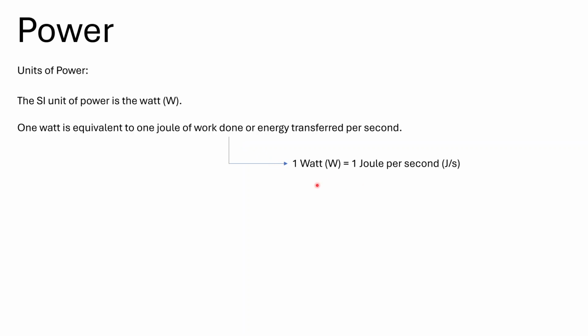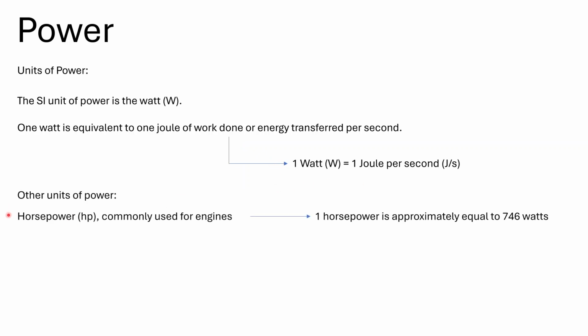Units of power. The SI unit of power is the watt, and 1 watt is equivalent to 1 joule of work done or energy transferred per second. Also, there are other units of power, like horsepower, which is commonly used for engines. Kilowatts are also used, especially in electrical contexts.